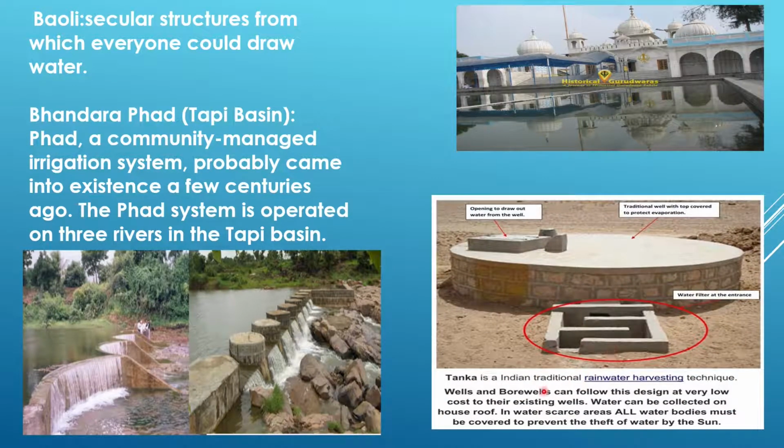Another one is tanka or tank. It is the Indian traditional rainwater harvesting technique. Water from higher ground flows into this tank and gets collected underground. To prevent evaporation, it is concretized on top, and there is one outlet, which is the opening to draw out water from the well.